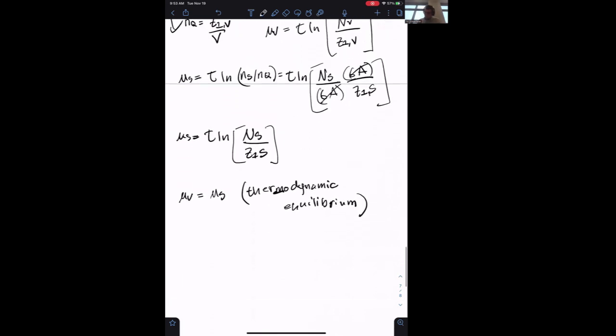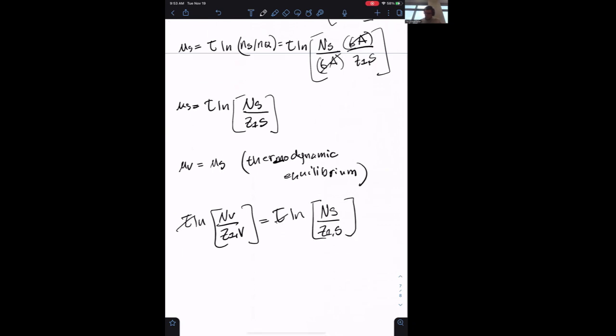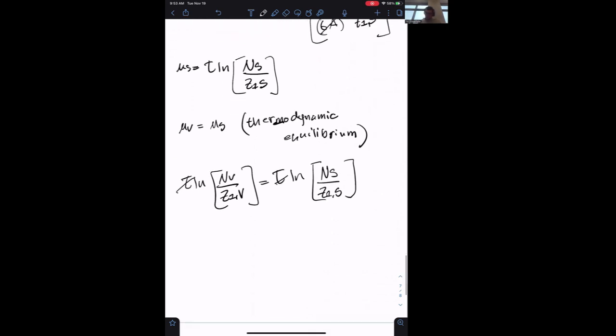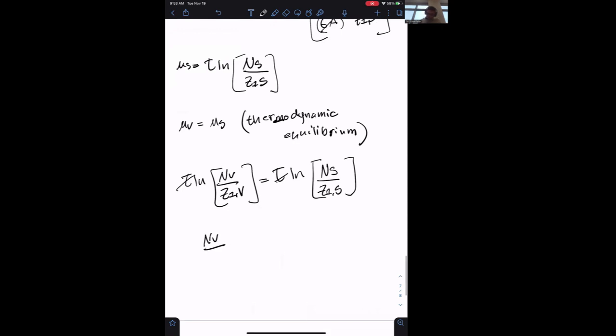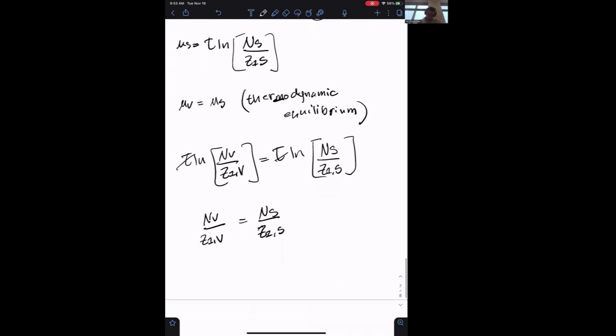So if these two are equal to each other, we have T, L, N, N, V, 1, C, B. We can cancel these T's out and exponentiate both sides, and we're left with NV, 1, like this.